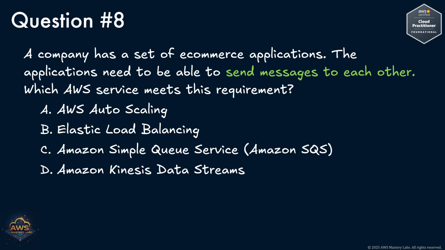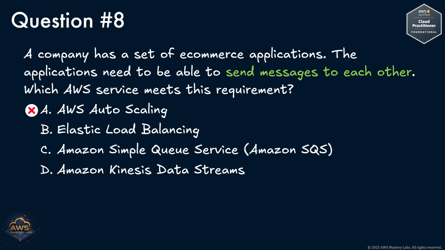The key phrase here is "send messages to each other." That immediately indicates asynchronous communication, often handled through messaging systems or queues. This is a classic pattern in microservices architecture, where applications need to decouple from one another, enabling them to operate independently, recover from failure, and scale seamlessly. We're not looking to load balance, auto-scale, or process real-time analytics. We're simply looking to pass reliable messages between applications.